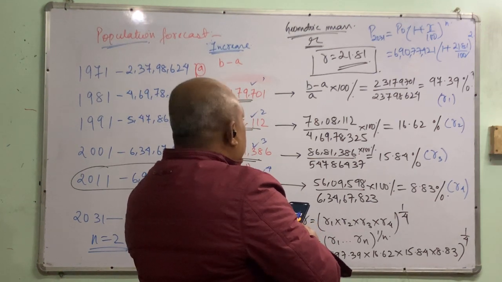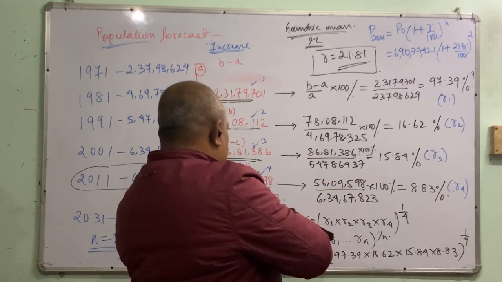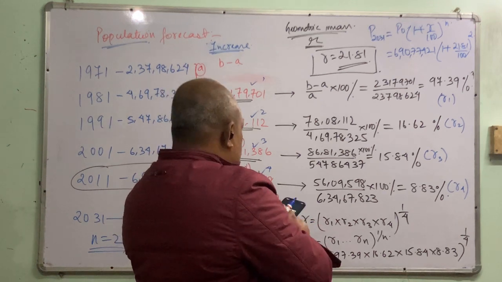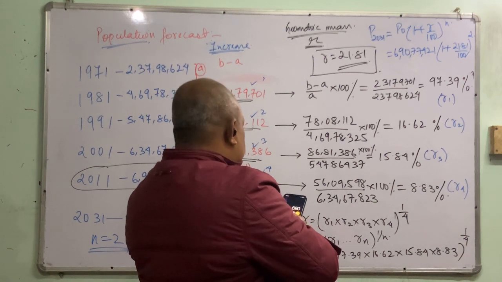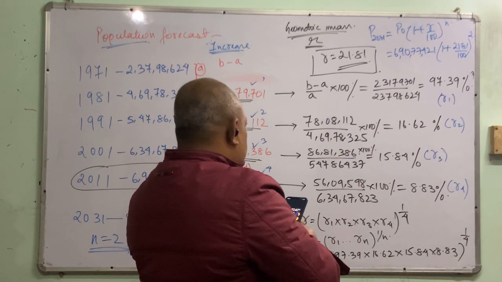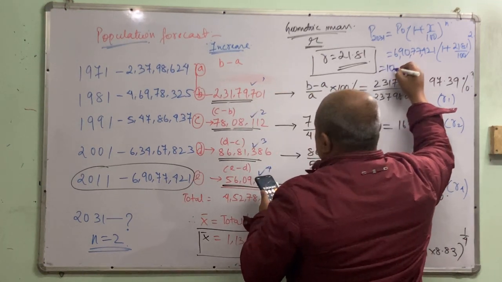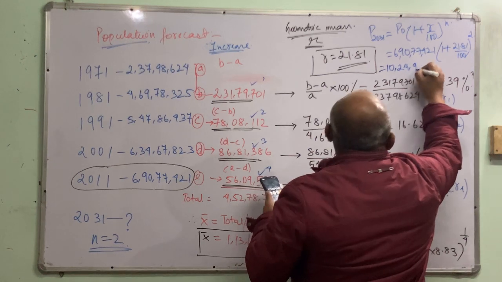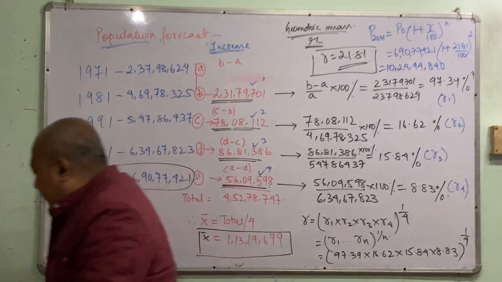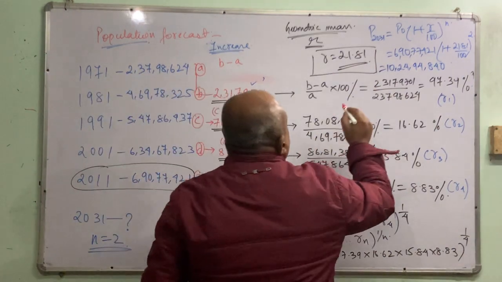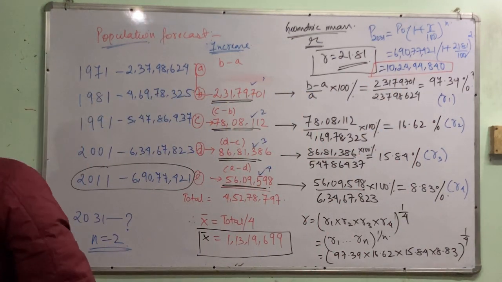21.81 divided by 100 plus 1, squared, into 690,77421. This gives 494,840. This is the final population that will be projected for 2031 by the geometric mean method.